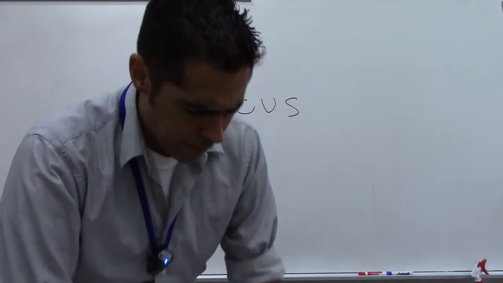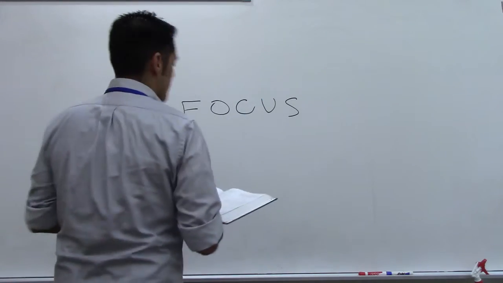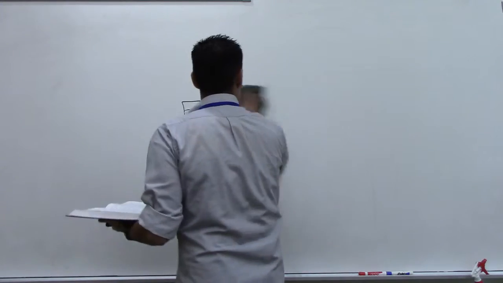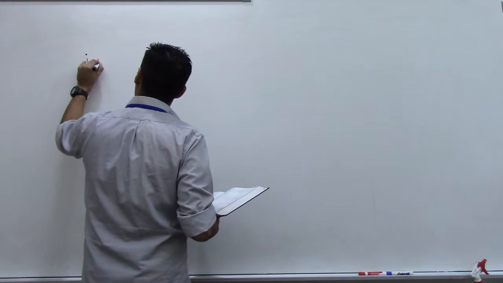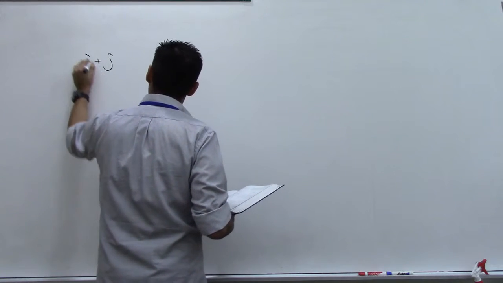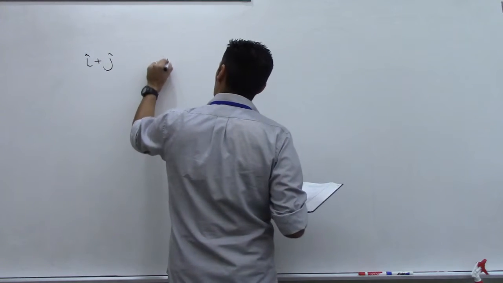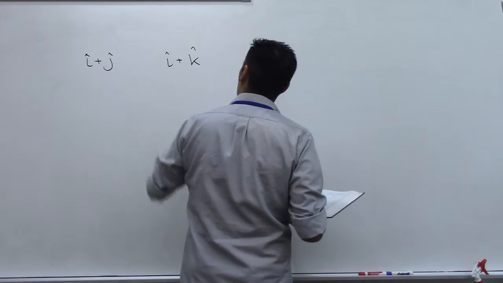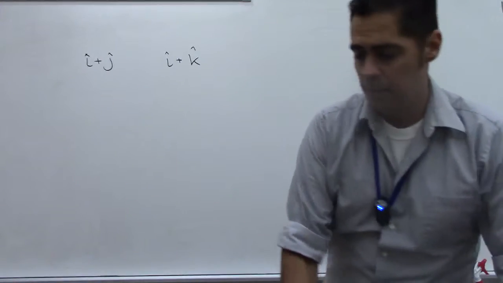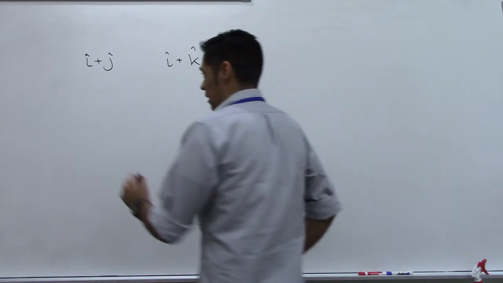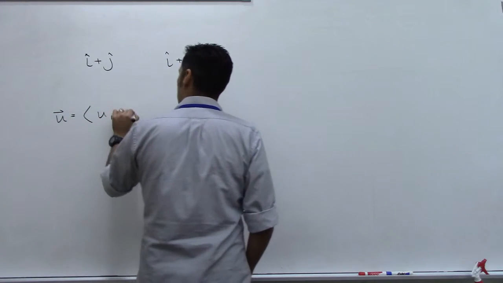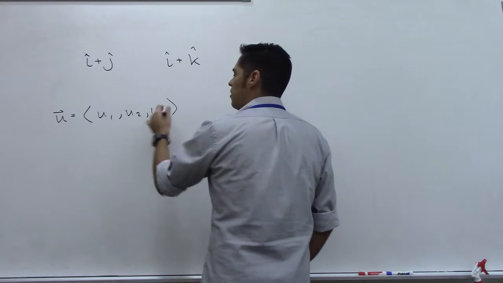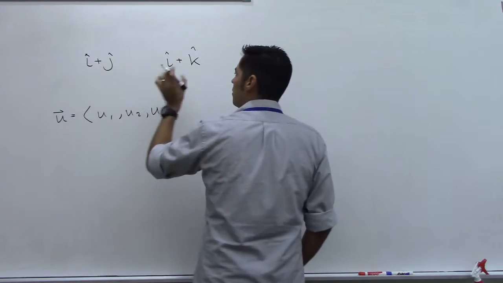23, interesting problem. It says find a unit vector that is orthogonal to i hat plus j hat and i hat plus k hat. So I need to come up with a three-dimensional vector. I'll call it u, which will be labeled u1, u2, u3, the components. I need this vector to be orthogonal to this and to this.